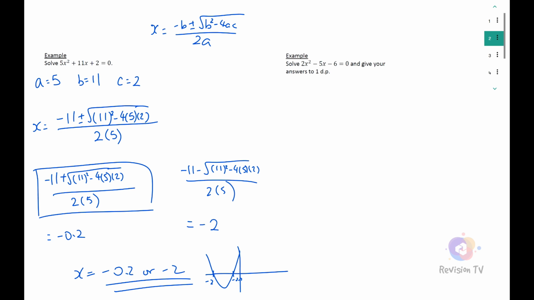Similar to this one, when you see the question wants you to give one decimal place, you know chances are this could be factorized quite easily. So we use the quadratic formula.